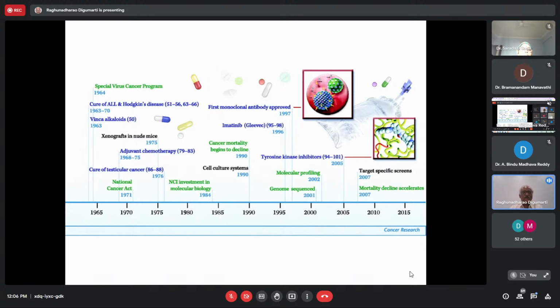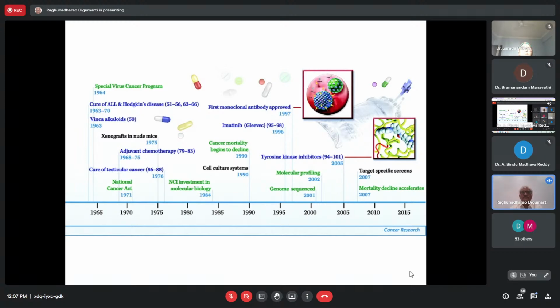The concept of an adjuvant treatment, that is, you remove the bulk of the tumor through surgery, and then for whatever is not visible to any laboratory test or to the naked eye, you use adjuvant treatment to root it out. Then the National Cancer Institute started investing in molecular biology as a tool to see what happens to the cancer cell within the cell and as it interacts with other cells.